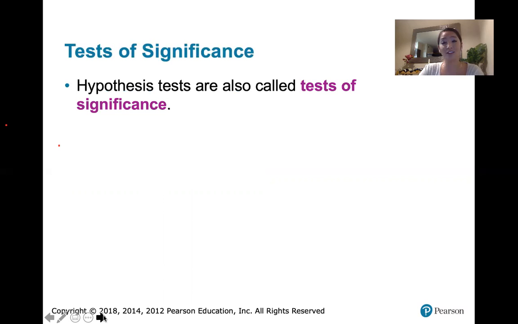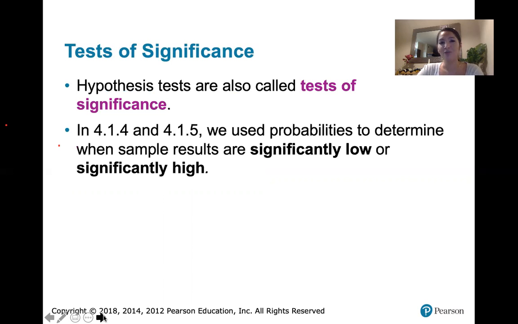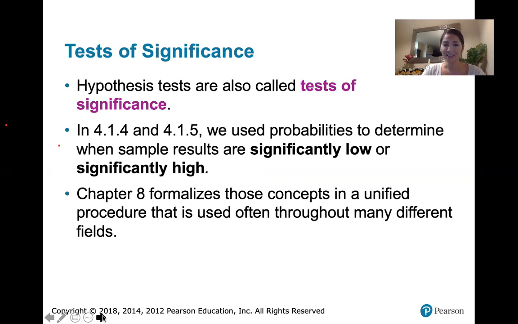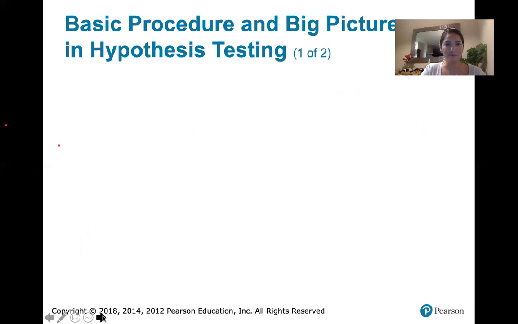Hypothesis tests are also called tests of significance. Back in 4.1 learning outcome number 4 and 4.1 learning outcome number 5, we used probabilities to determine when sample results were significantly high or significantly low. Chapter 8 is just formalizing that. We're formalizing those concepts into a unified procedure called a formal hypothesis test that's used in many different fields, social science, science. This is used everywhere. It's a very powerful tool.